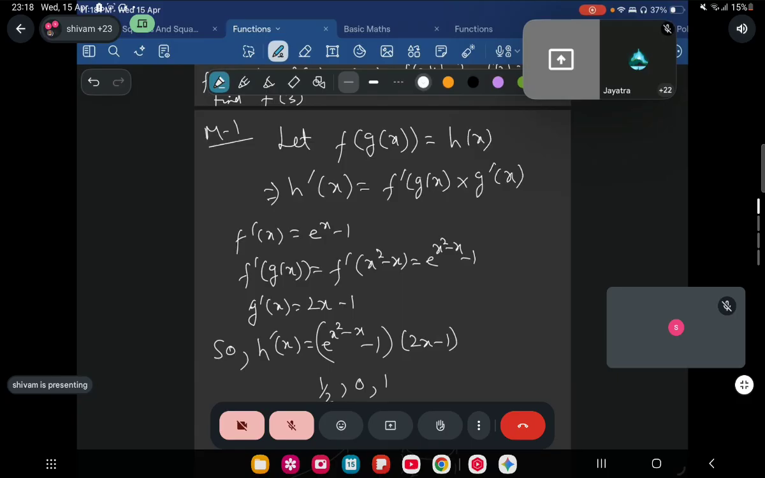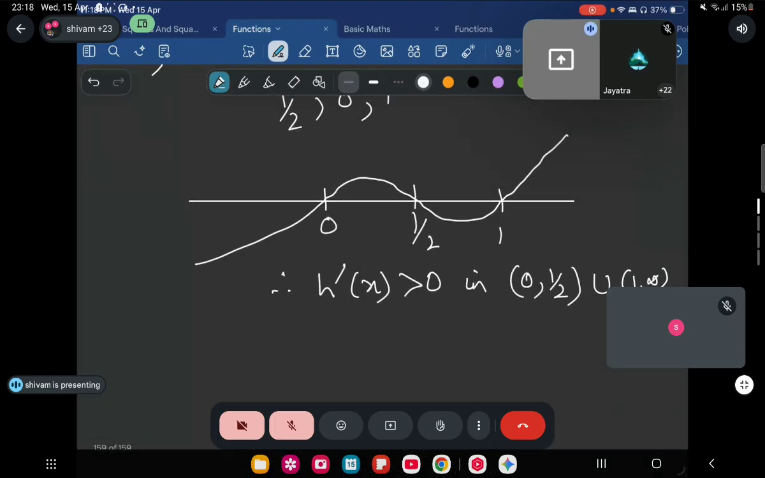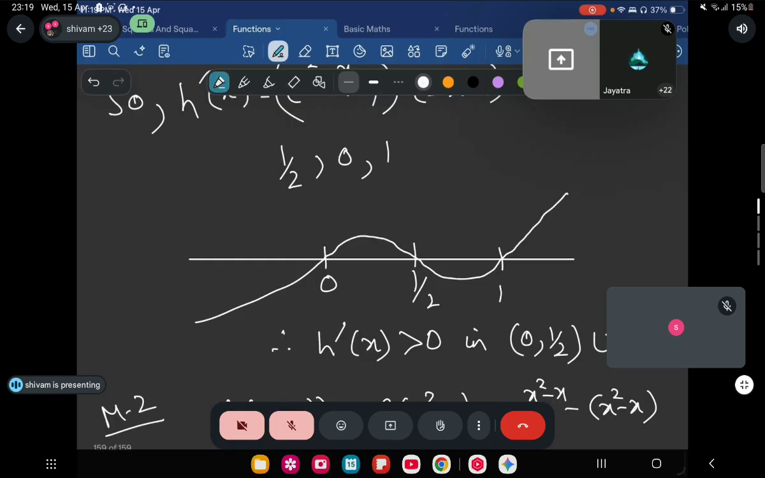Okay, method two, you can find another way to differentiate. You can find out f of g of x first. f of g of x is f of x square minus x, which is equal to e to the power x square minus x minus 1. After this, again, you have to differentiate only. So the second method, you have understood, right? You have to again differentiate.